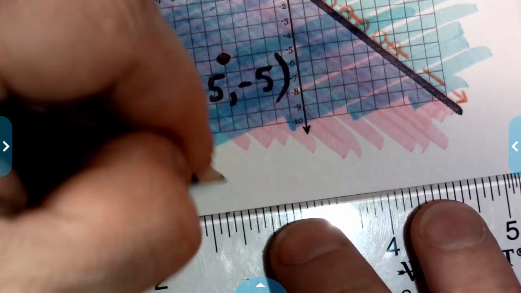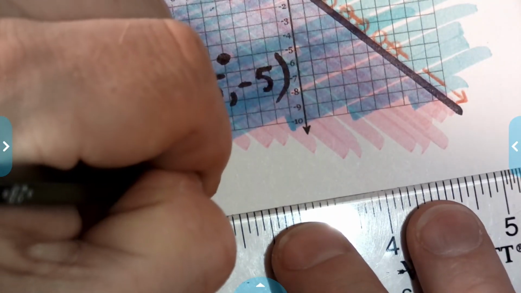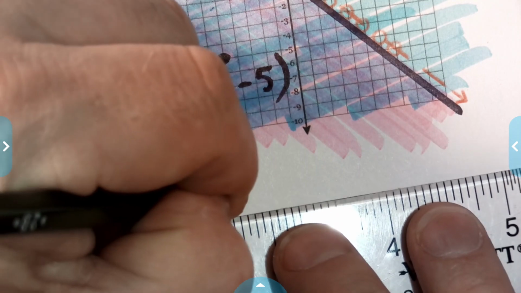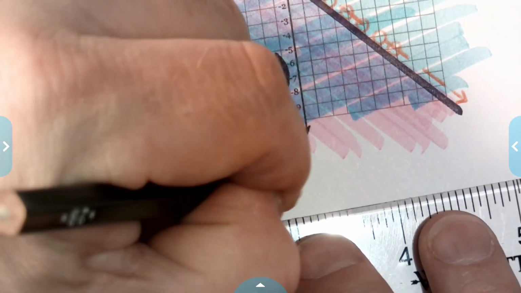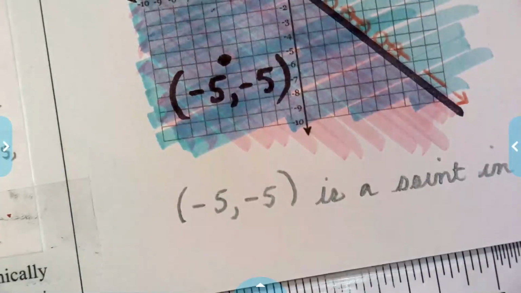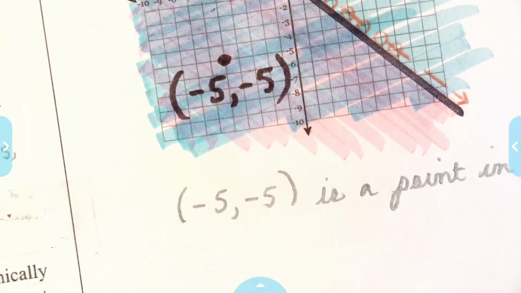Okay, you just tell the viewer that -5, comma, -5 is a point in the solution set.